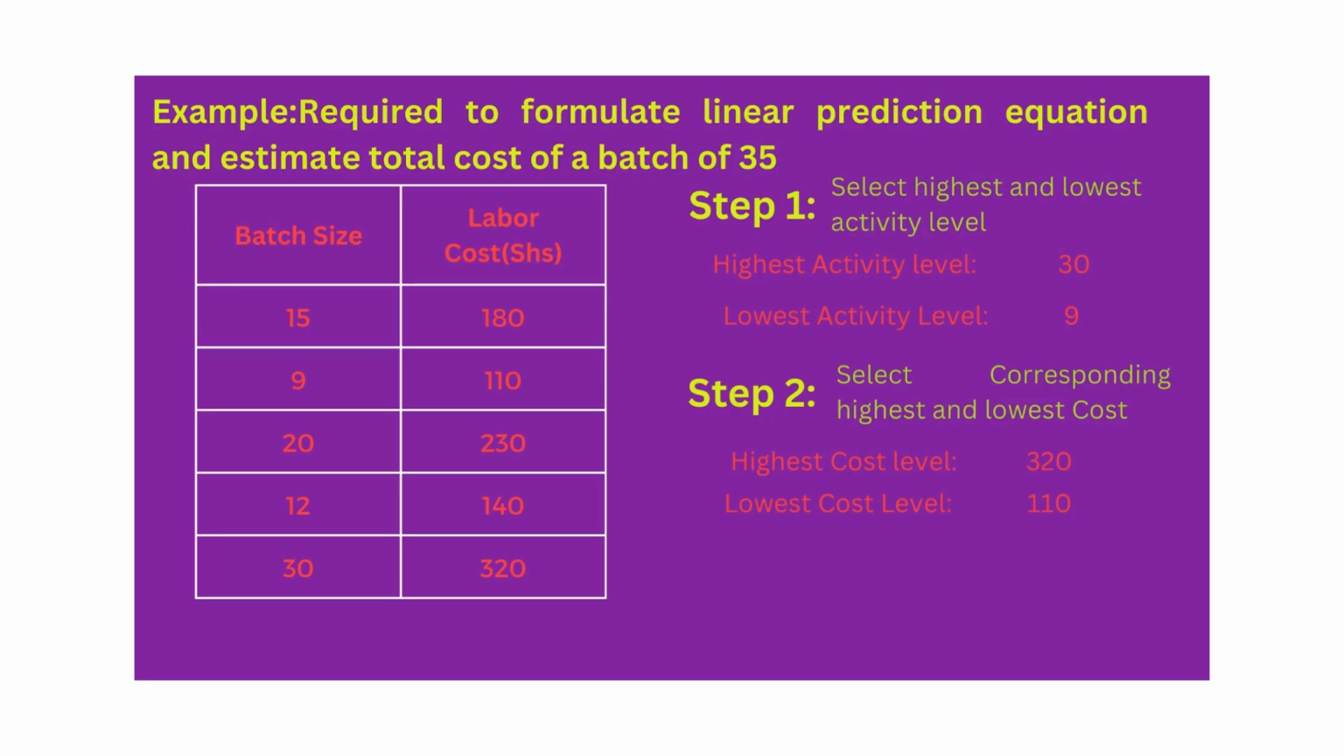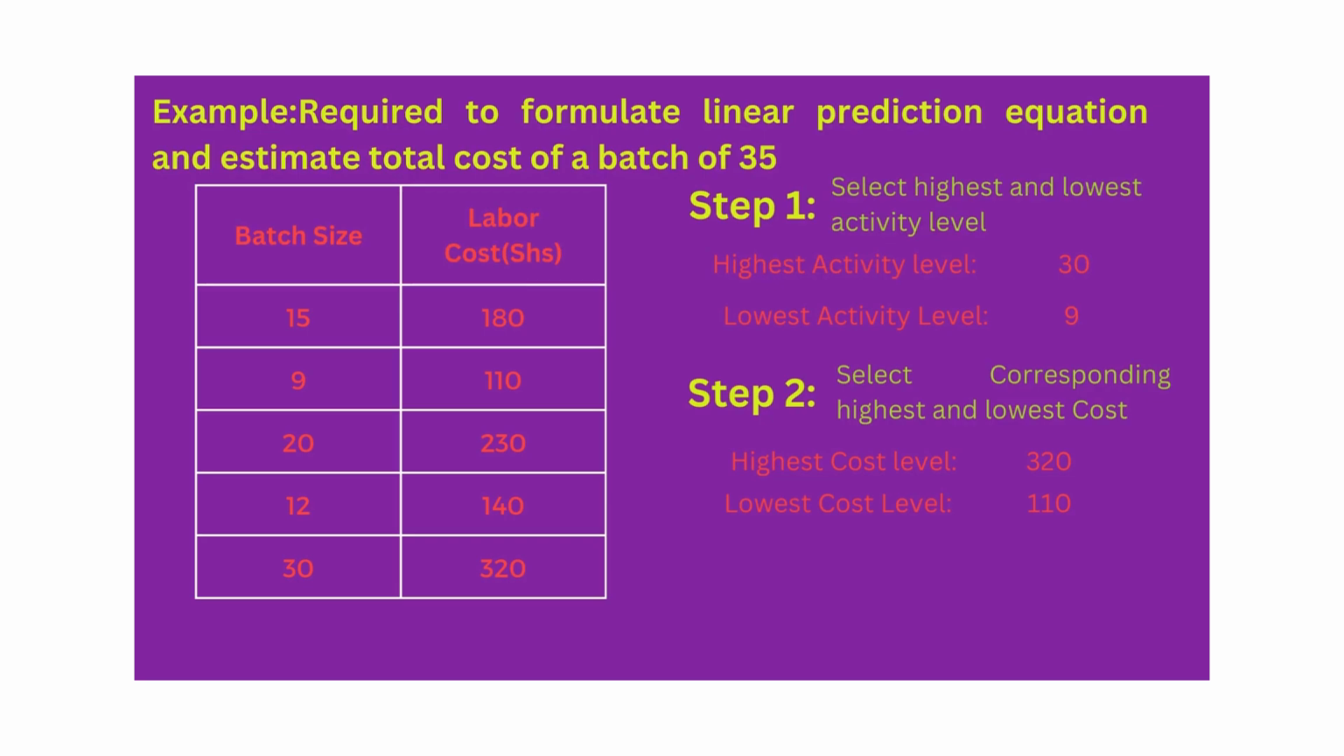The first thing is, the method is the high-low method, which we've said takes the highest and lowest activity level. Step 1, select the highest and lowest level. For example, the highest level is 30, which is the last one, and the lowest activity level is 9.